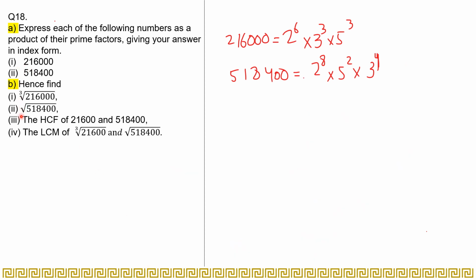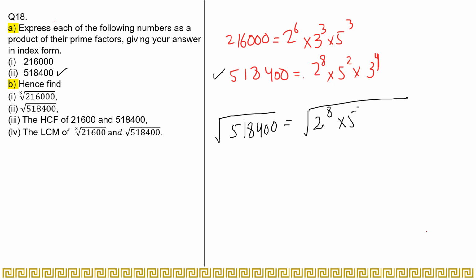Now in the second part you have to find the square root of, if there is just root it means square root, the square root of 518400. Again we can use our answer we received in the second part, right? So let's do it. The square root of 518400 is equal to the square root of, we can directly use the prime factorization here, 2 to the power 8, 5 to the power 2 and 3 to the power 4. Okay, now you have to apply the roots separately. Root of 2 to the power 8, root of 5 to the power 2 and root of 3 to the power 4.